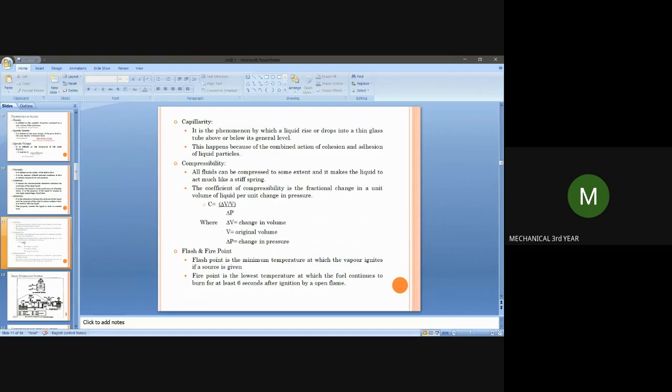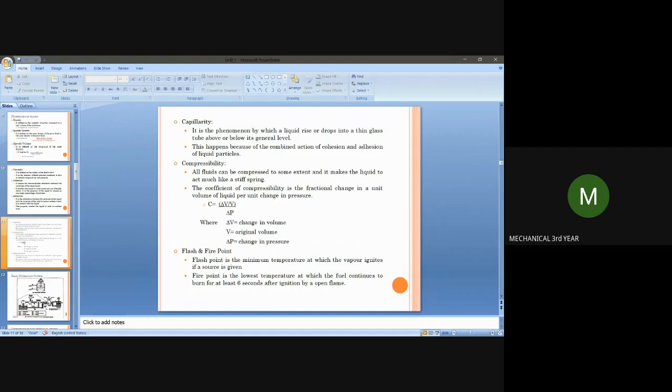Fire point is something different from flash point. Fire point is the lowest temperature at which the fuel continues to burn for at least 6 seconds after the ignition is done. So once the ignition is done, it has to put out its flame for about 6 seconds. That is said to be the fire point. So there is a difference between flash and fire point.